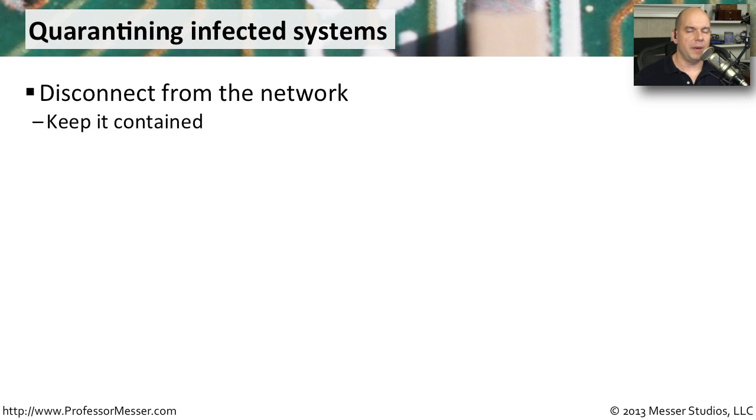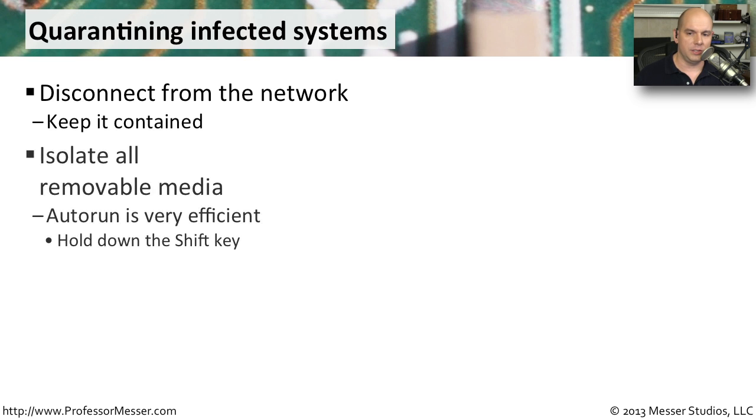Once you suspect there's malware, you need to quarantine this system from infecting anyone else. So the first thing you should do is unplug it from the network. If the malware can't communicate out, then it can't infect anyone else on the network.